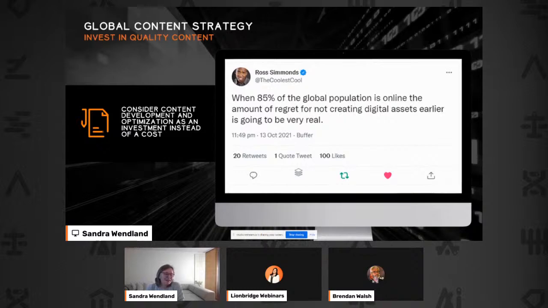Just leading on from what I just said, I think it's really important when you're setting out on a global content journey to talk and to define your strategy. And Brendan, I know you feel very strongly on this topic, to look at it from a different point of view rather than cost, look at it as an investment to reach regional markets. Can you explain more on this?